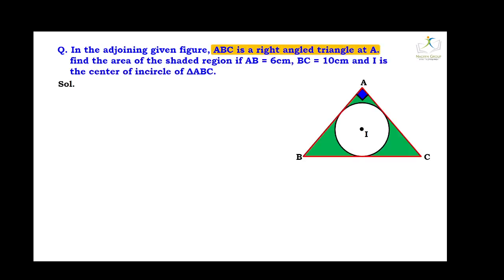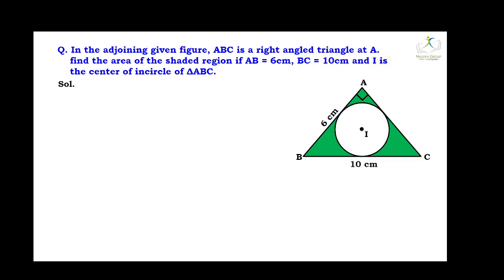Here, see the adjoining figure. It is a triangle. Inside the triangle, we have a circle. So ABC is a right angle triangle, right angle at angle A. They have given like that. Now the area of the shaded region: AB 6 centimeter, BC 10 centimeter, and we can find the other side also. That is not a problem for us. I is the center of the incircle. If you make the angle bisectors, we can have the incircle I. Okay, that is our concept.